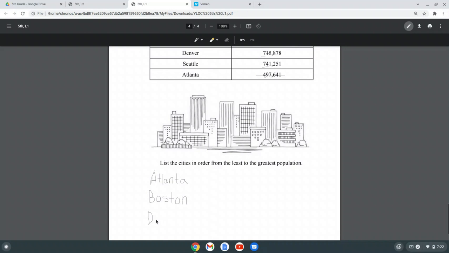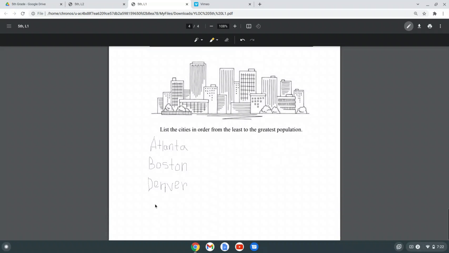And now we know that Seattle will be next. So we have Denver. Then we write Seattle.